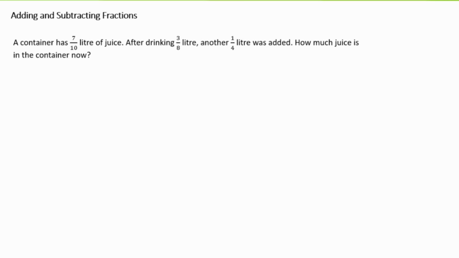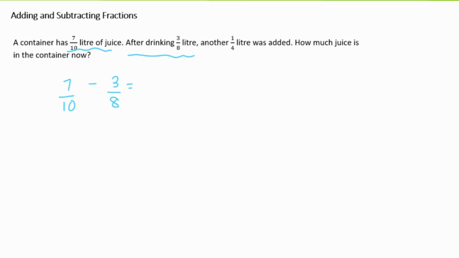This question says, a container has 7/10 litres of juice. After drinking 3/8 litres, another 1/4 litre was added. How much juice is in the container now? So we're first going to start with the 7/10 of the litre that we've got. And because we're told after drinking 3/8 litres, meaning that has been taken away from the container, we're going to take away 3/8 of a litre.